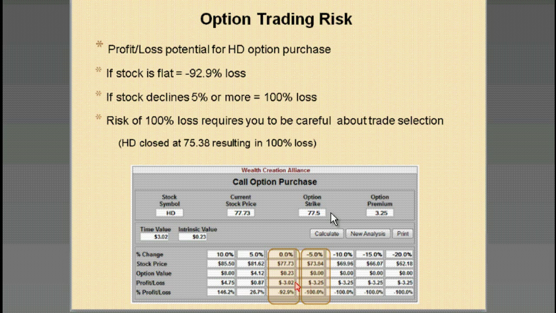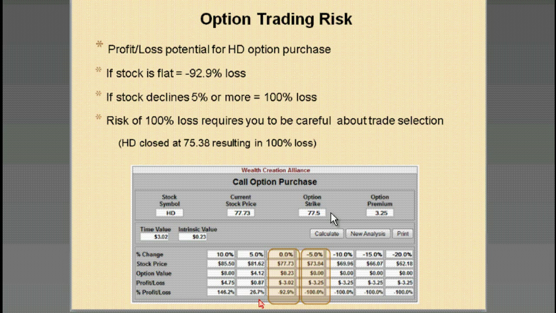So let's take a look at this and just see in general what we're facing when we trade options. So if you purchase this at the money call that had a little over 2 months to expiration, if Home Depot stock is flat at option expiration and it's trading at 77.73, you'll have a 92% loss on this option. If it's down at all, you're going to have a 100% loss of this option.